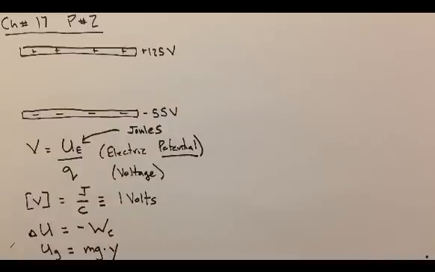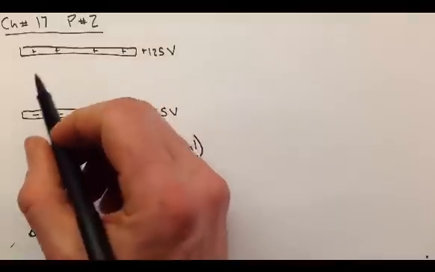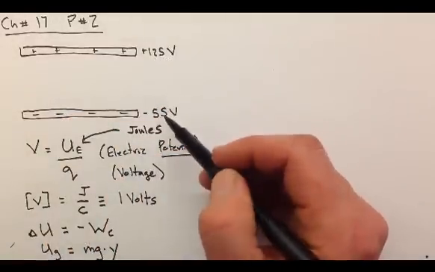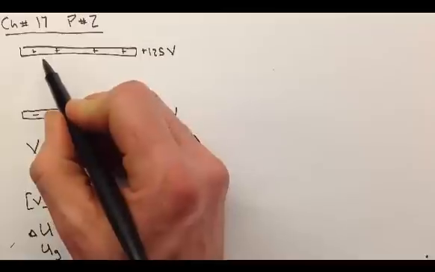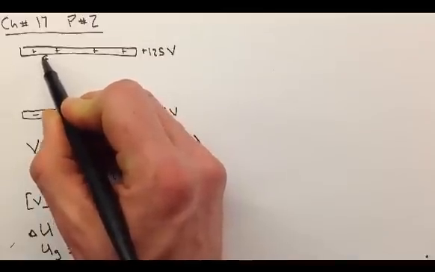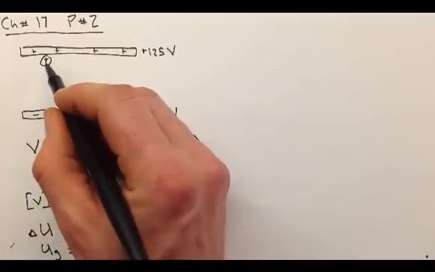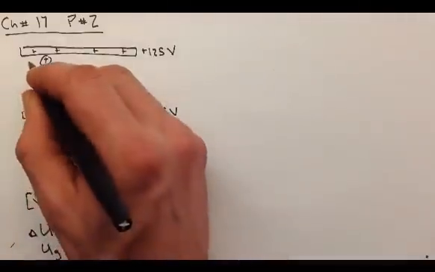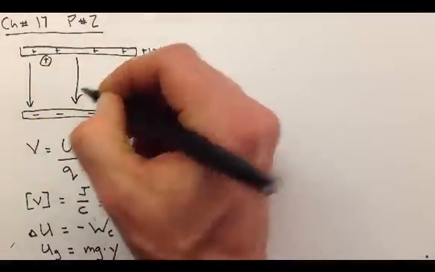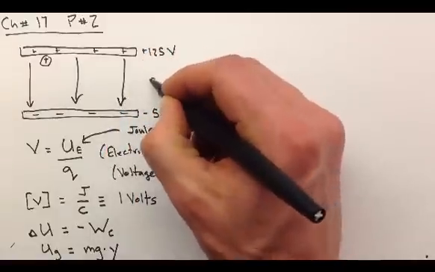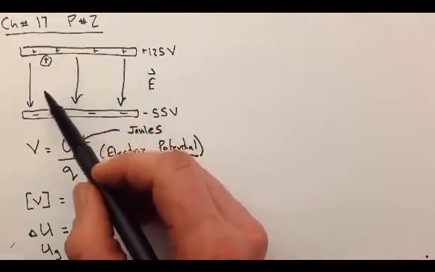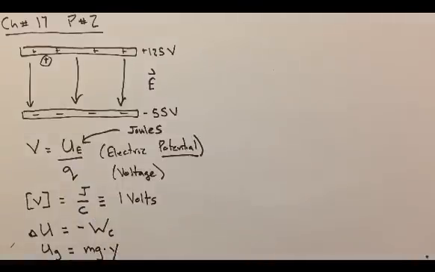Problem number 2. I have a region where I have 125 volts, and a region where I have negative 55 volts. I have a positive charge, and this positive charge moves from 125 volts down to negative 55 volts. If I wanted to, I could draw in the electric field here. Notice that the positive charge would be moving with the electric field, because that's what they do.